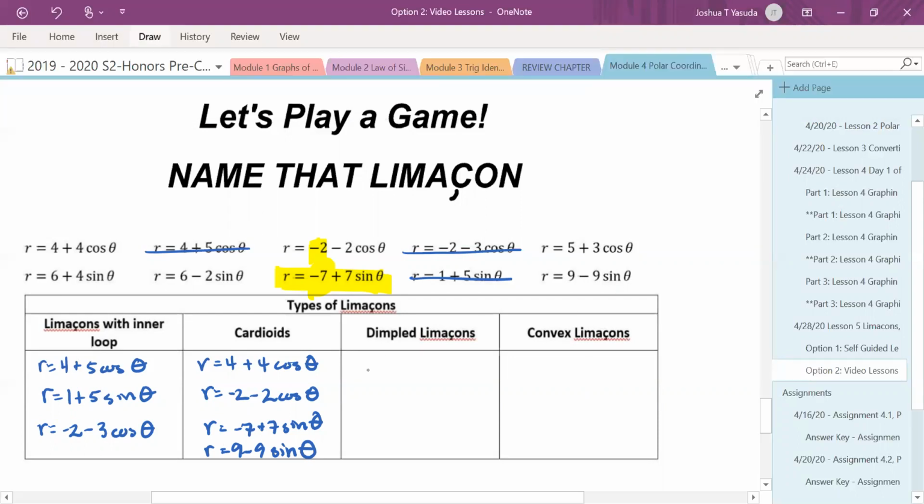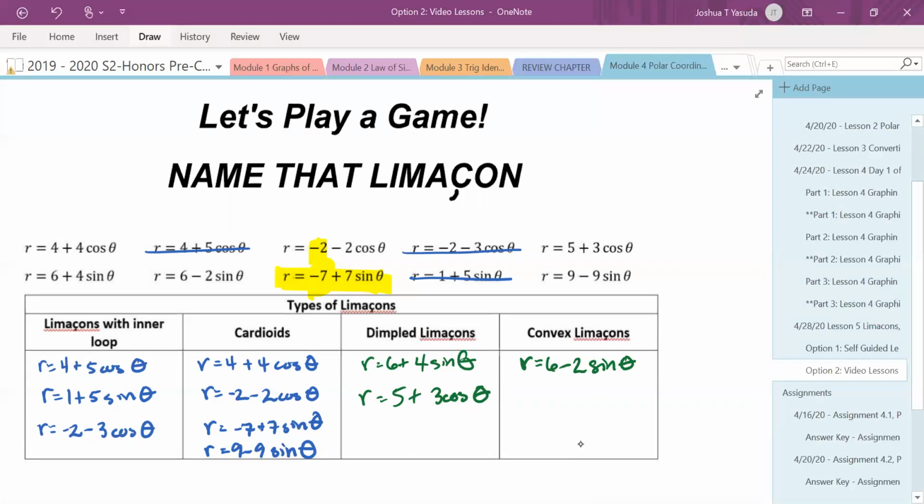Okay, dimpled limacons. I got this. r equals 6 plus 4 sine of theta, and r equals 5 plus 3 cosine of theta. Then r equals 6 minus 2 sine of theta would be the convex limacon. Whew. There it is. That's the ball game. Okay, they're really not that bad. They just take practice. So practice. Got an assignment there.